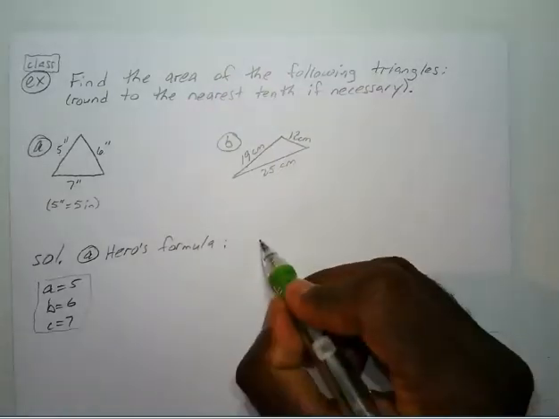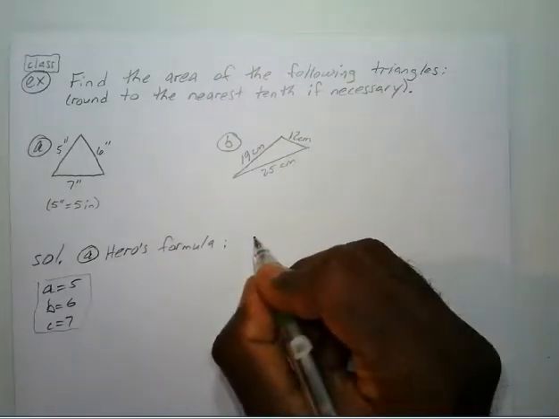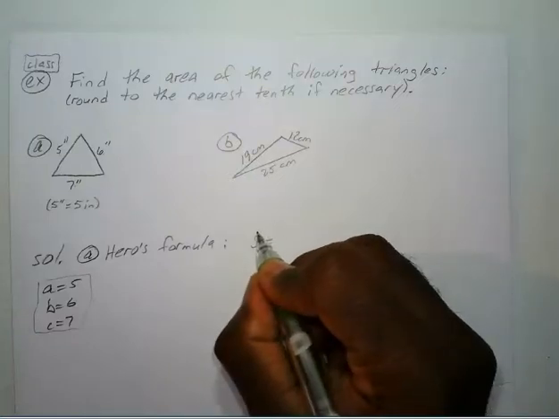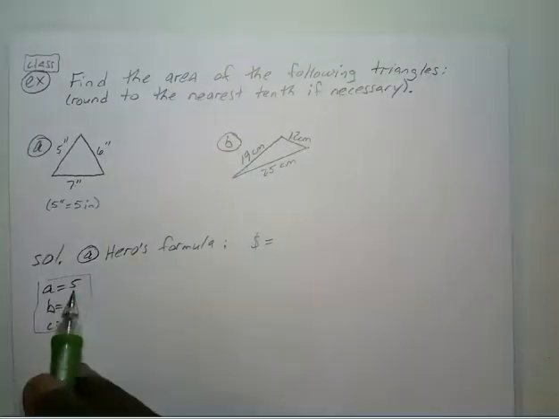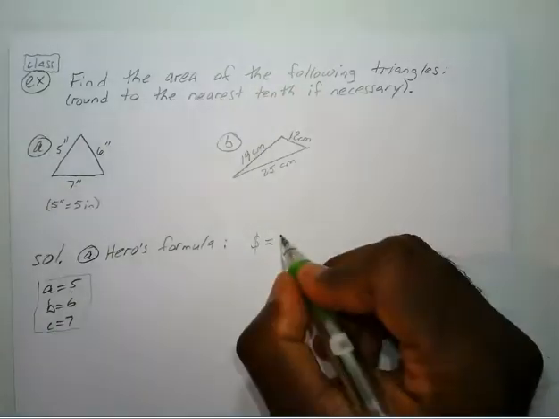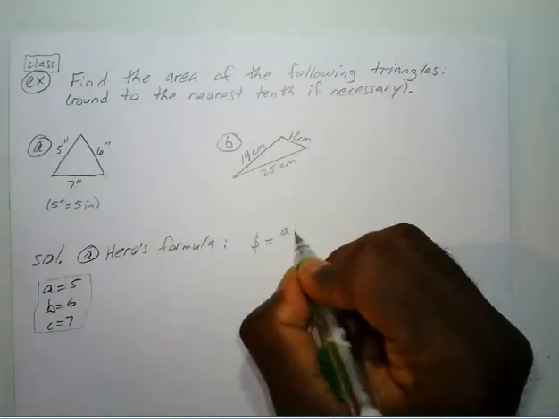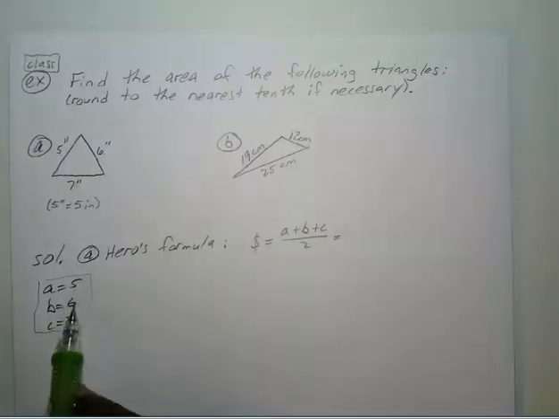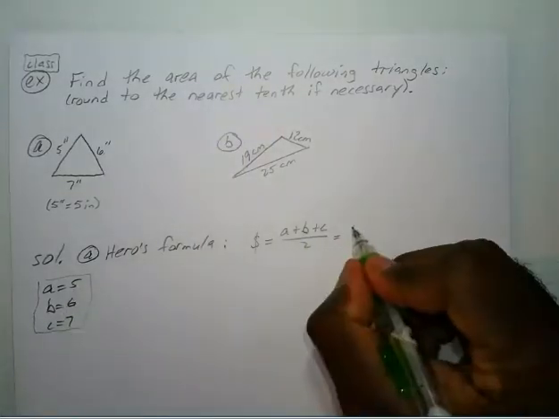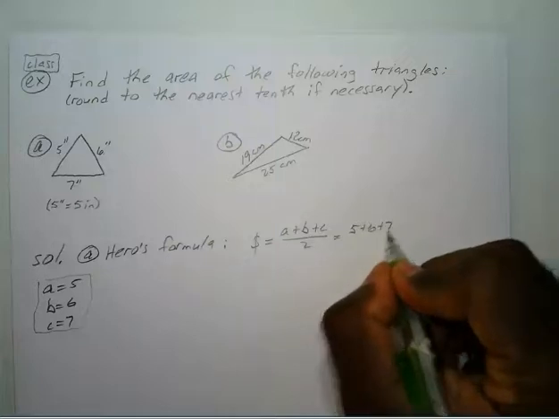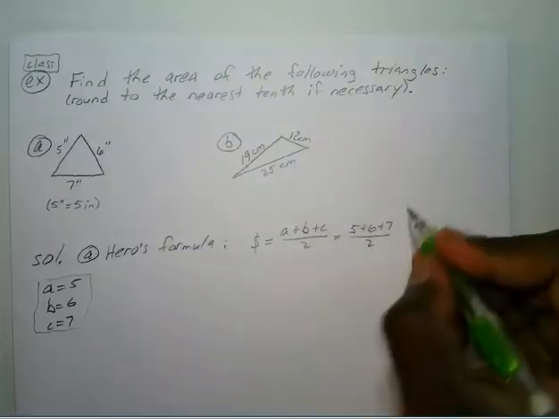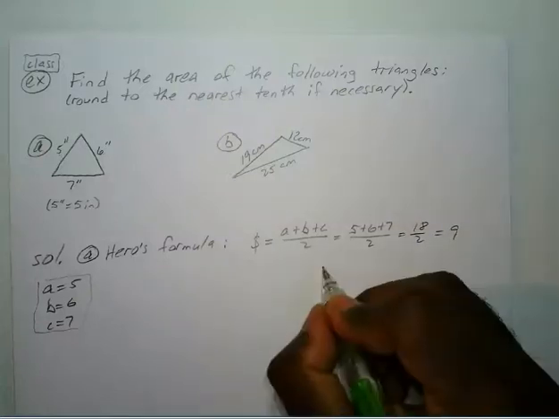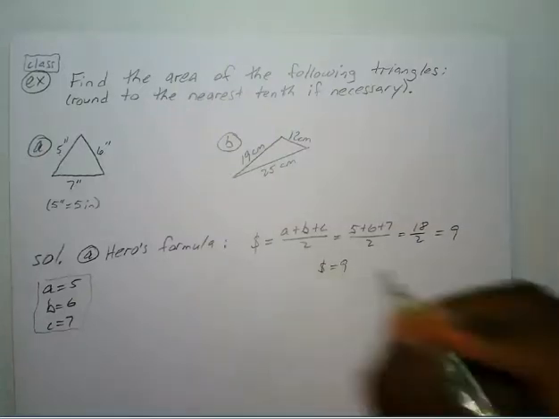Okay, so for Hero's formula, first we have to find S. So we know that S is equal to, what I'll do is I'll draw a little line through my S since we have a 5 in here, and I don't want anyone mistaking the S for a 5. So the S equals A plus B plus C divided by 2. So that's 5 plus 6 plus 7 divided by 2. Okay, so that gives us 18 divided by 2, which is 9. So we know that S is going to equal 9.